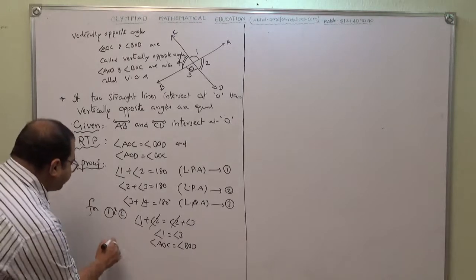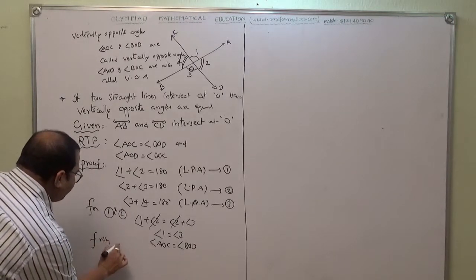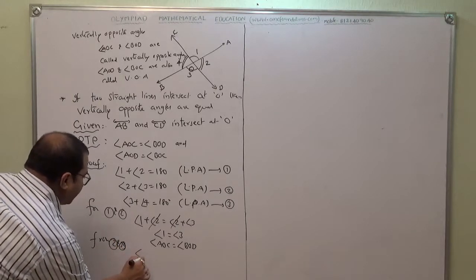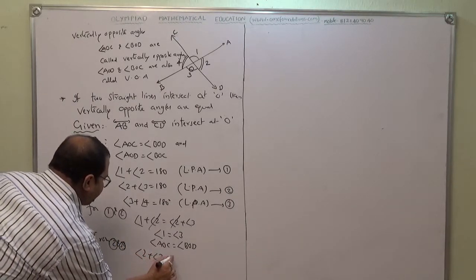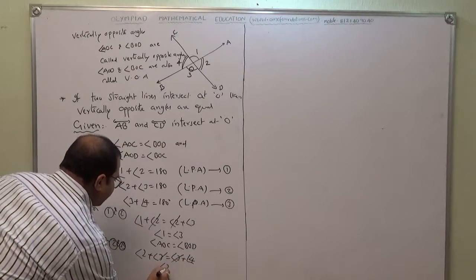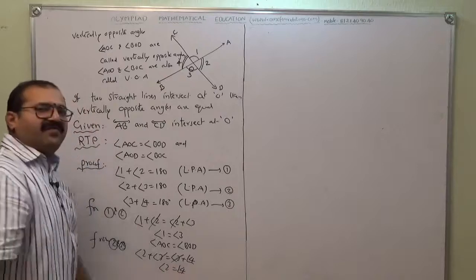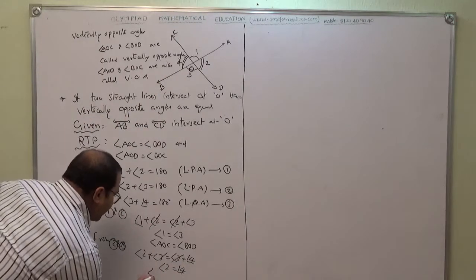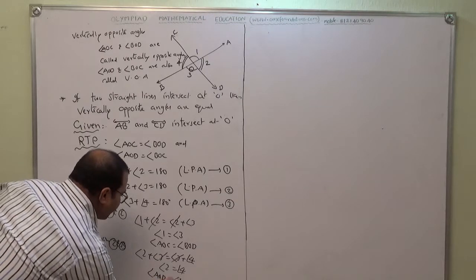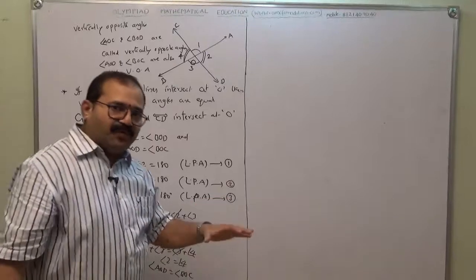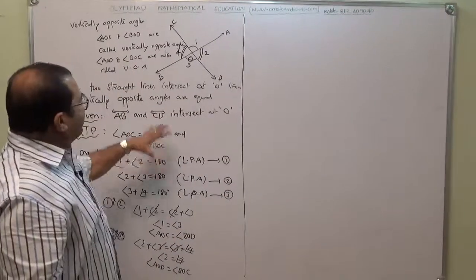Similarly, if I compare 2 and 3, what happens? Let us check. From 2 and 3, angle 2 plus angle 3 equals angle 3 plus angle 4. Angle 3 cancels, so angle 2 equals angle 4. So what can I conclude? Angle 2 means angle AOD equal to angle BOC. So this is the proof that vertically opposite angles are equal.